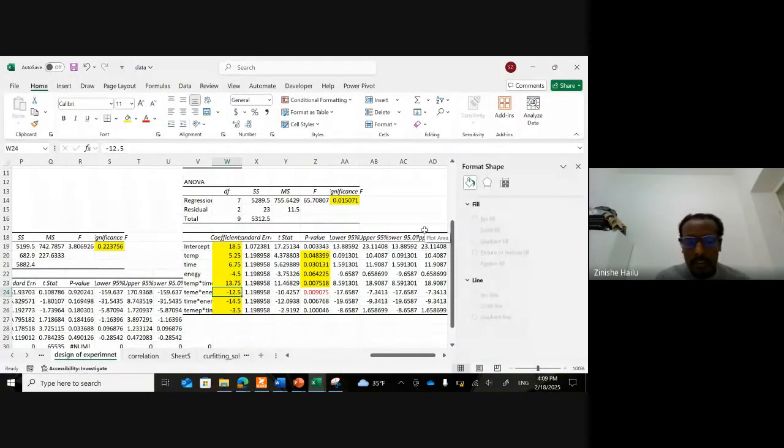The other is time and energy. At longer time, with higher energy consumption, we also lose the yield of the popcorn. The temperature and time interaction is less significant. This is not as significant as the other interactions.